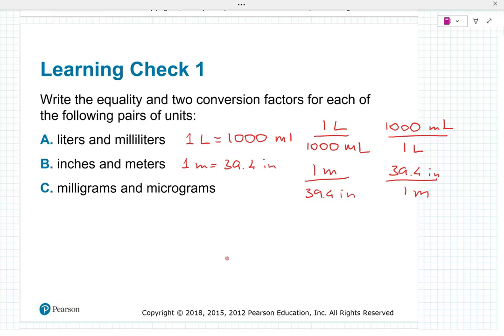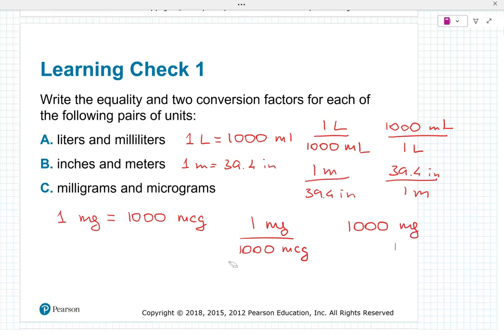Milligrams and micrograms. So that's a nice one. 1 milligram contains 1,000 micrograms. Remember, the difference between milli and micro is 1,000. So the conversion factors, 1 on top, 1,000 on the bottom, or 1,000 on top, sorry, micrograms, my bad.